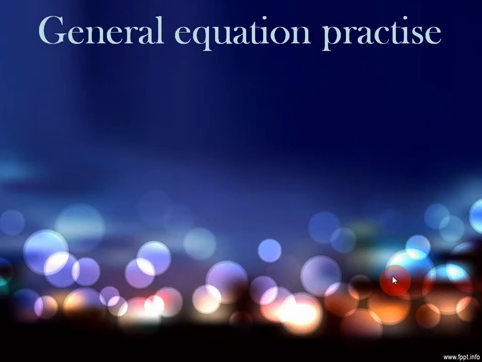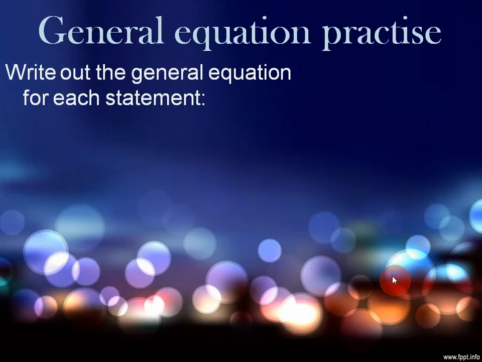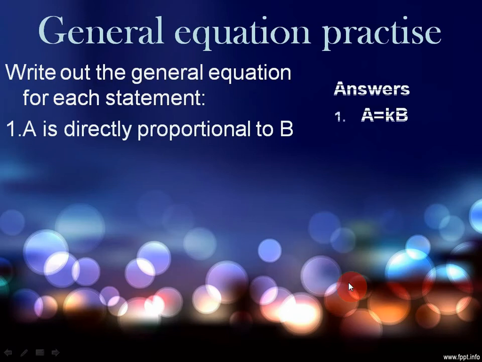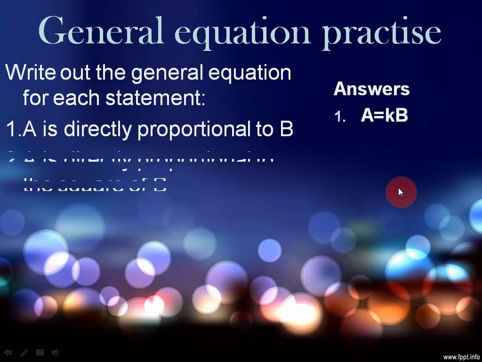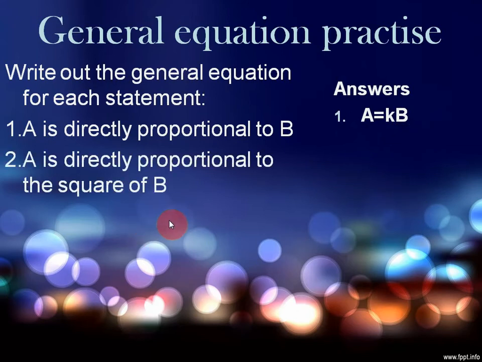Now moving on, the general practice for some statements. The first statement is a is directly proportional to b. So we write the equation a equals k times b. The second one is a is directly proportional to the square of b. This practice is basically for you to revise these kinds of statements and equations.